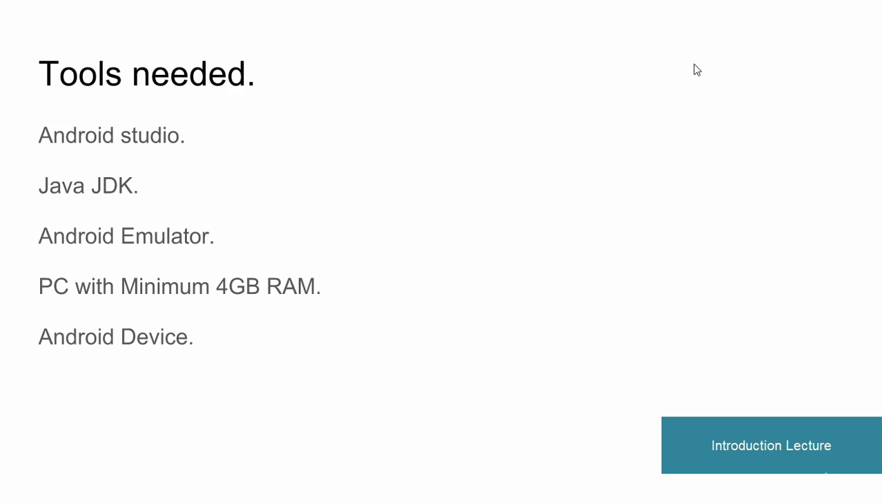Now I would also like to mention that for this course you will need a PC with a minimum of 4 GB of RAM so that you would be able to run the emulator efficiently. And if you have a PC with less than 4 GB of RAM, then I would recommend you to run your applications on an actual device. Also, you need to have an Android device. Some of the applications which we are going to write, we are going to run exclusively on our device. So make sure that you have an Android device with you so that you could run some of the applications we are going to discuss.